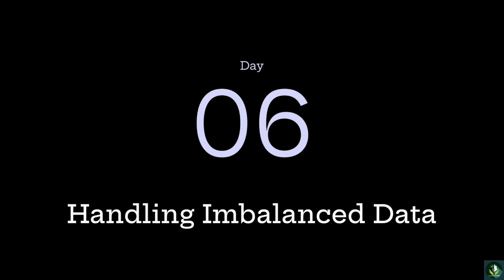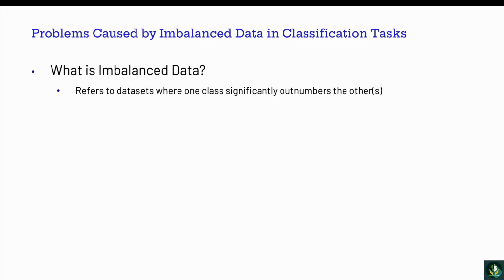Day 6, handling imbalanced data. Now, before handling, let's look at some of the problems caused by imbalanced data in classification tasks. So, first, what is imbalanced data? Imbalanced data refers to datasets where one class significantly outnumbers the others. For example, in a dataset with 90% negatives and 10% positives, a classifier predicting all negatives could achieve 90% accuracy while performing poorly for the minority class, which is predicting positives.